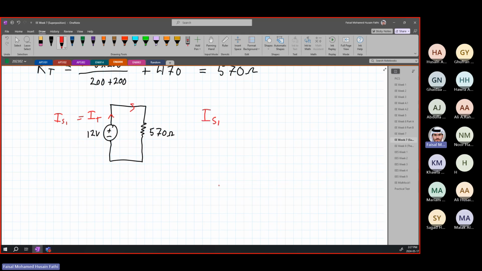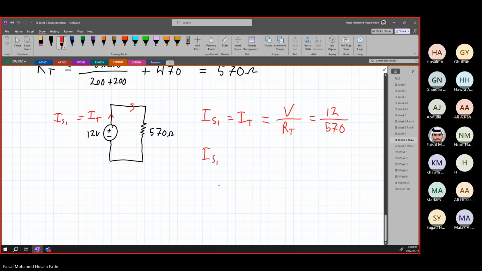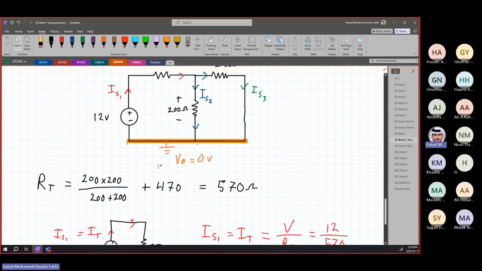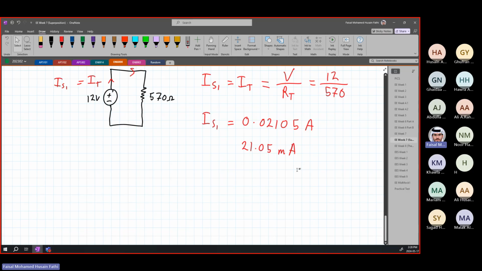IS1 equal to IT is simply V over R total, which is 12 over 570. IS1 is going to be equal to 12 divided by 570, which is 0.02105 amperes, or 21.05 milliamperes. It's very important that since this is a positive value, the assumed direction is correct, so we have to put the direction as up. It is very important to mention the direction so you don't get confused later on.